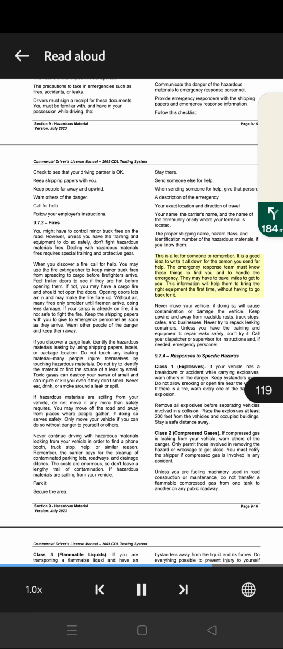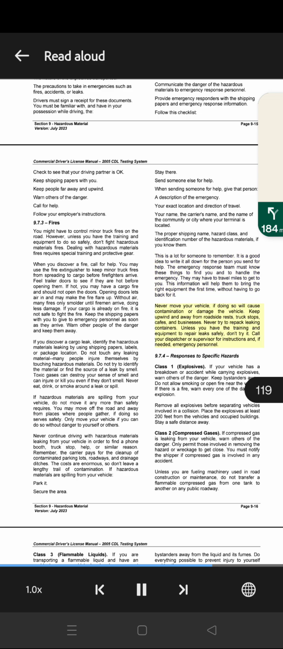This is a lot for someone to remember. It is a good idea to write it all down for the person you send for help. The emergency response team must know these things to find you and to handle the emergency. They may have to travel miles to get to you. This information will help them to bring the right equipment the first time, without having to go back for it.